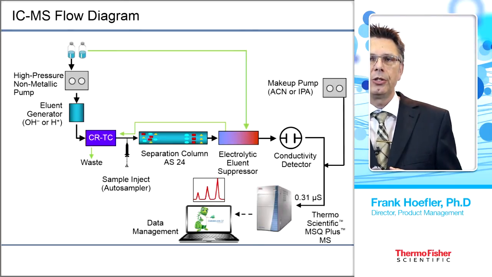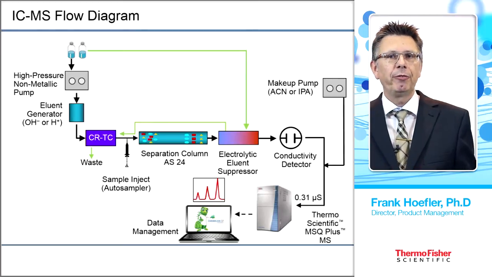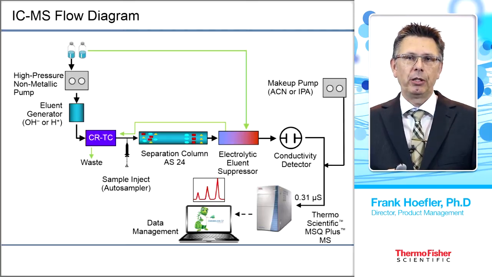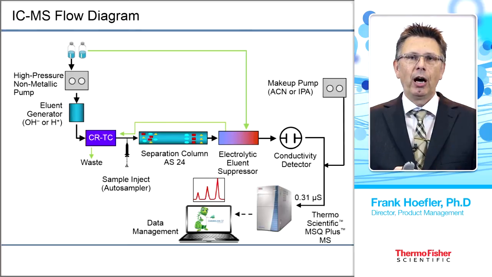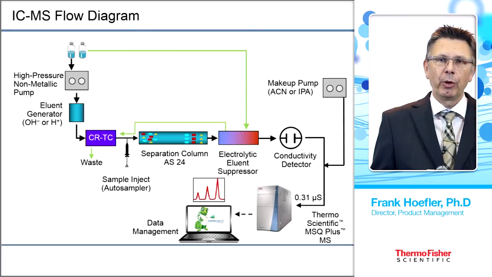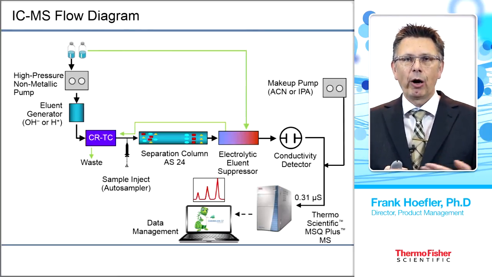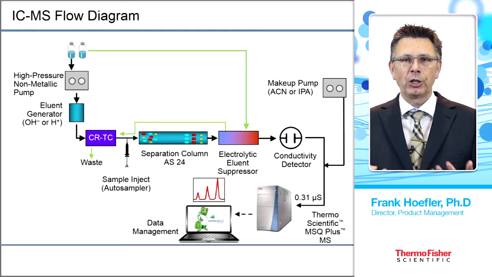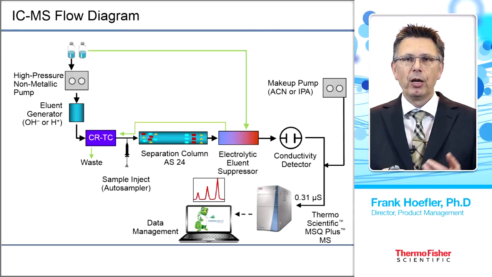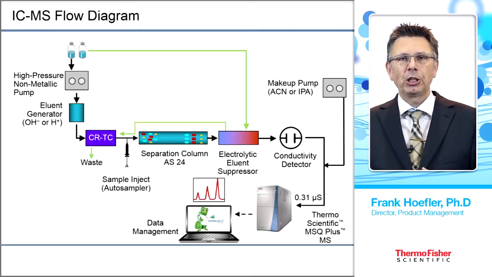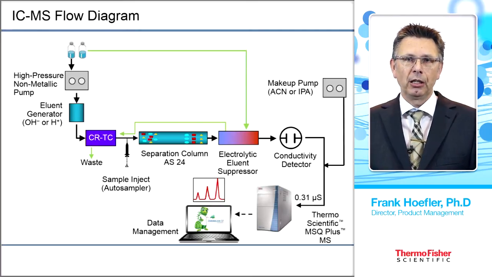Afterwards, we are using a continuously regenerated trap column which purifies the eluent before it goes into the injection valve where we are injecting our sample. We can either use manual injection using a syringe or an autosampler for high sample loads. After the injector, we pump the samples with the eluent through our separator column and separating the ions according to their charge and to their molecular mass. So the small singly charged ions are typically eluting first, and the multiply charged larger ions are typically eluting last.